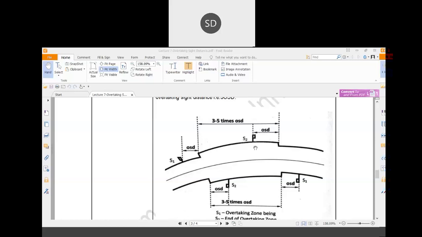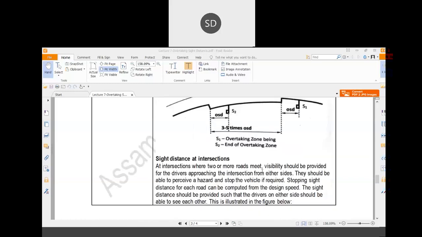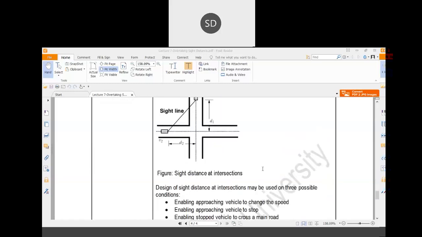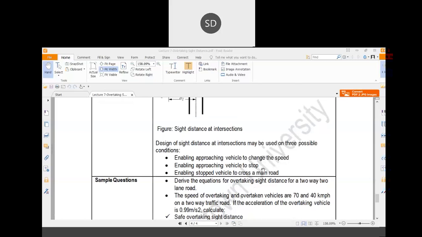So for example, if your overtaking sight distance is 100 meters, your minimum length of the overtaking zone would be 300 meters, and the desirable length would be 500 meters. Now your first signpost would be at a 100-meter distance from the entry of the overtaking zone, and your second signpost would be at a distance of 100 meters from the exit of the overtaking zone. So basically, these are the overtaking zones.